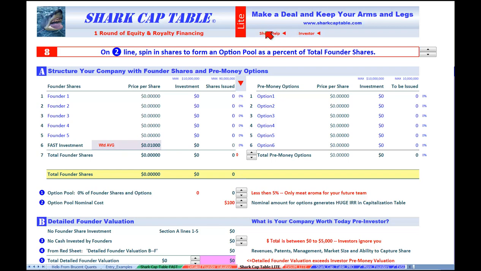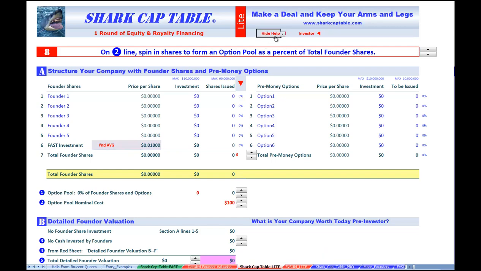A couple little things first. We can hide the help, which cleans the area of clutter. We can instead call these investors sharks, but let's say they are VCs. Well, maybe an investor, whatever you want. Now, this little spin button here will scroll through some interesting pieces of help.